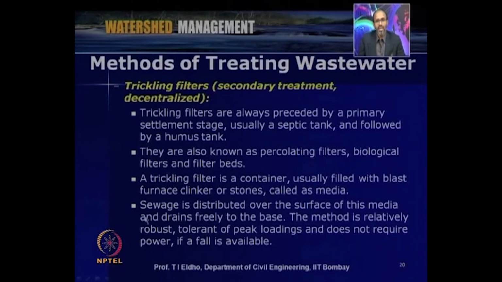Then a trickling filter is a container usually filled with blast furnace clinker or stones called media, and the wastewater will be passing through that, and many of the waste materials will be absorbed. Sewage is distributed over the surface of the media and drains freely to the base. The method is relatively robust, tolerant of peak loadings and does not require power if a fall is available. So, that way this trickling filter is one of the best conventional ways of treating wastewater, and that treated wastewater can be used as recycled water for various purposes like agriculture.